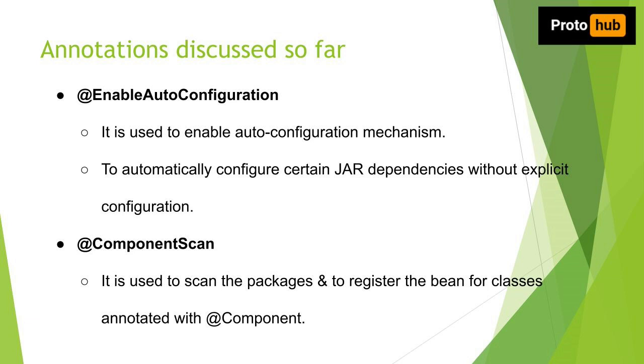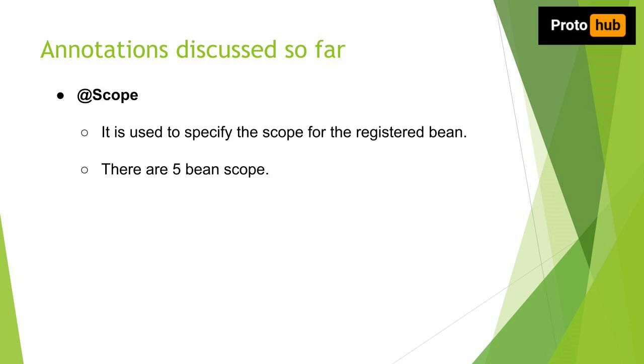Without explicit custom configurations, to automatically configure the jar dependency, the @EnableAutoConfiguration annotation is used. The @ComponentScan annotation is used to scan the packages and register the bean for the classes that are annotated with @Component. At last, we can discuss the @Scope annotation.